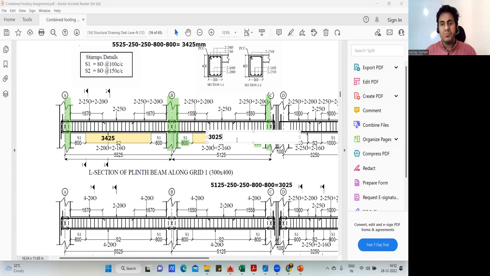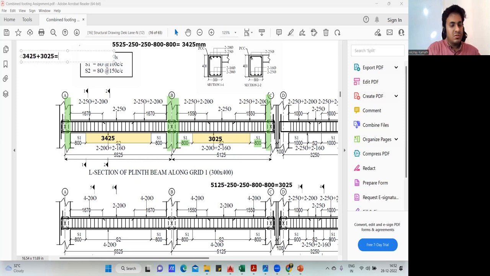Okay, now add both of them and then divide by spacing, you'll get the number of bars. So I'll add now, that is 3425 on the left side and this is 3025. So 3025 plus 3425 is 6450. Okay, now you got that span. This is what I wanted. Now 6450, what is the spacing? It is 150. You divide by 150. I'm getting 43 numbers. 43 numbers of stirrups are required.